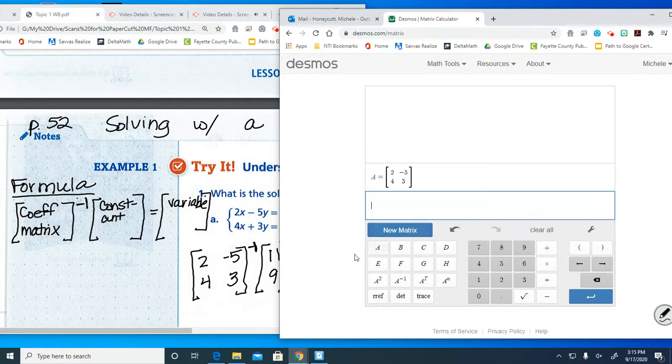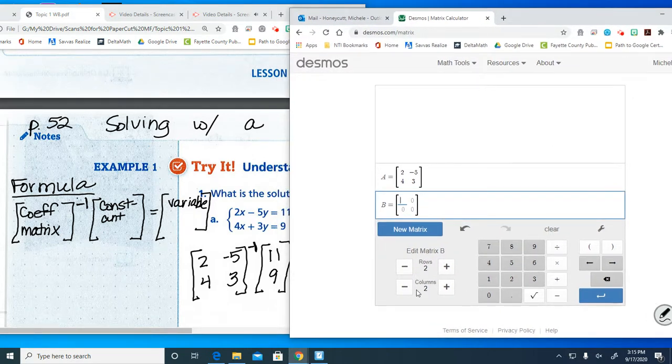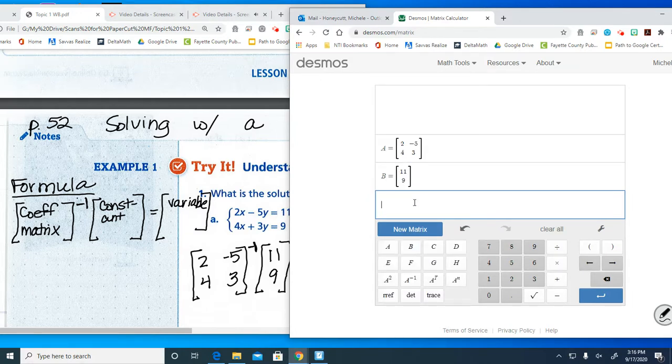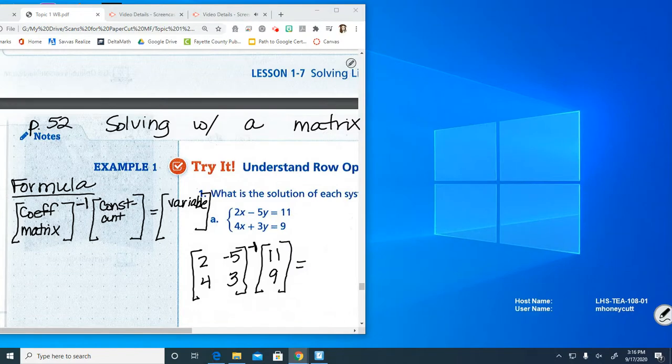Then I'm going to set up a new matrix, my constant matrix. It's called B, and it needs to be not a 2 by 2, it needs to be 2 rows and 1 column. So that's 11 and 9. Okay, now, how do I get my solution? I need to take the inverse of my first matrix times my constant matrix, which is B, and it gives me an answer. There it is, 3, -1.